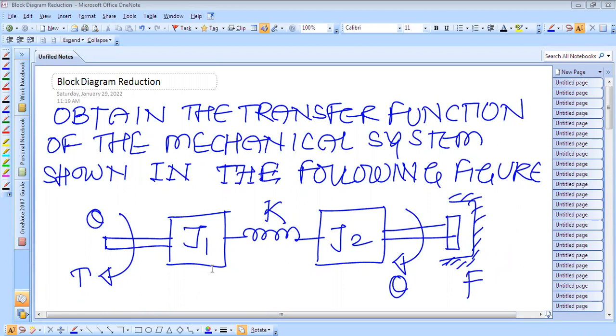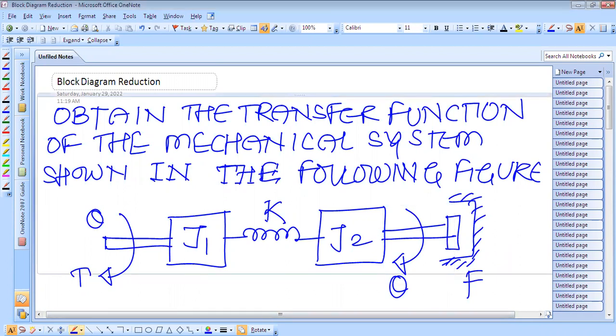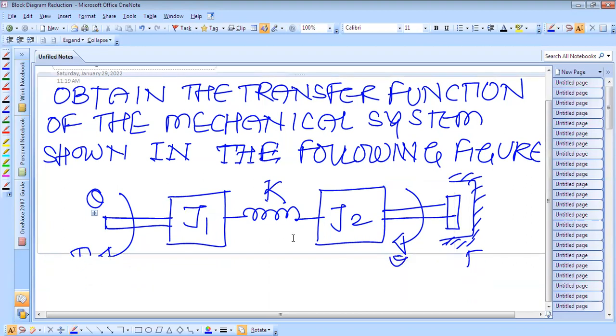Okay, so the output is the angular displacement theta of the shaft on the output side, and theta 1 is the angular displacement of the shaft on the input side. Okay, we have to draw the equivalent mechanical network. So what is the procedure?